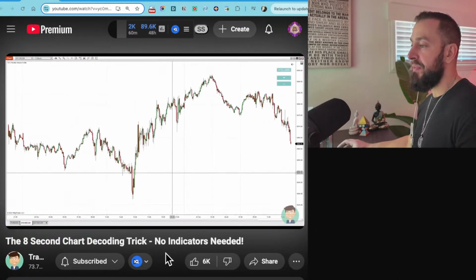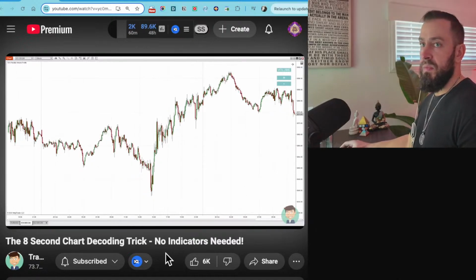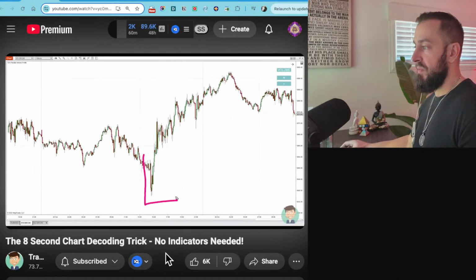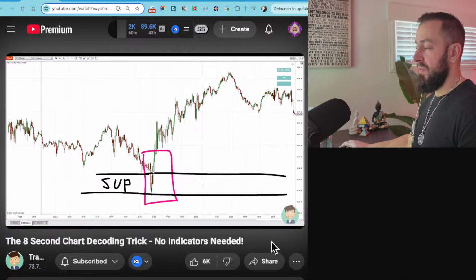Let's go back to the ES, for example, and when you see a rejection like this one, this is a strong rejection of lower prices. Then this tells you that this was an important zone in the past, that strong buyers were defending this zone. Right? So this whole zone was a support and strong buyers were defending it.